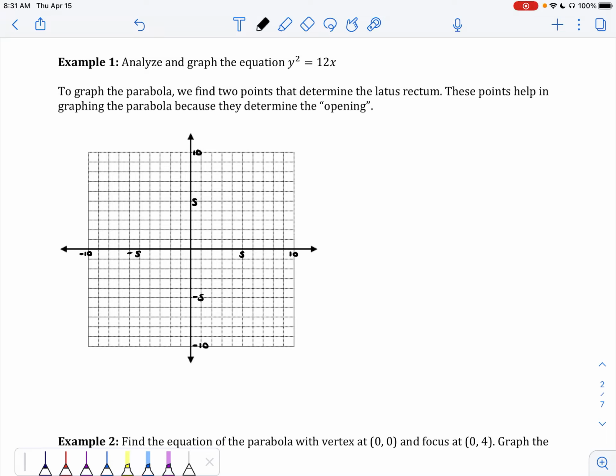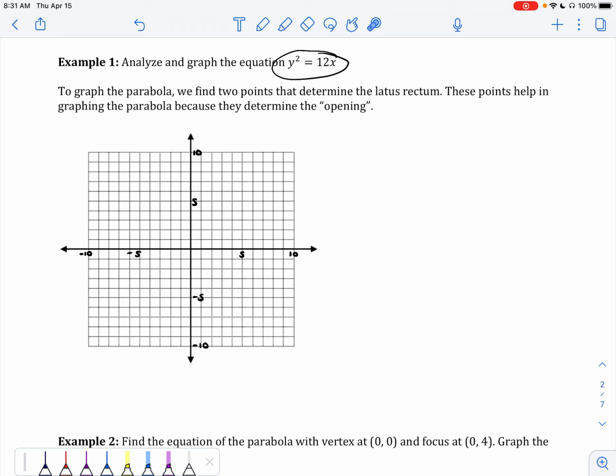All right, so now that we've got an idea of what the different equations look like for our parabolas, we're going to take a look at a couple examples. So let's start with this example one, and we have the equation y squared is equal to 12x. I ask us here to analyze and graph the equation.